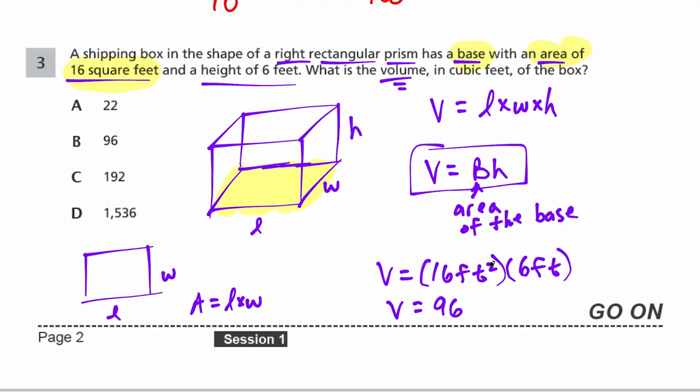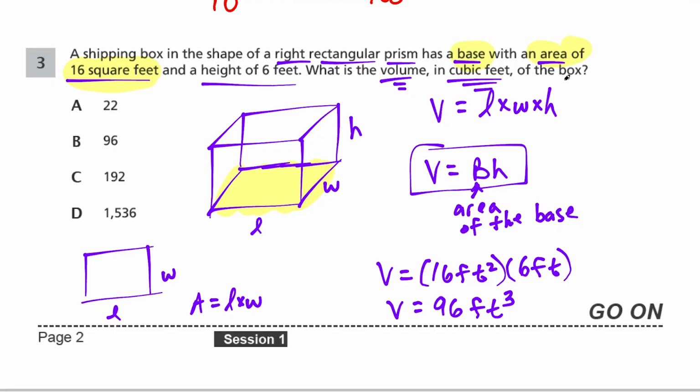And then if I do feet squared times feet, that's going to give me cubic feet like this, okay, since we're talking about volume. You can just write the units at the end, but once again, area is in square units, and the height is in just regular feet to the first power. Okay, so a distance we're talking about when we're talking about height. But at the end, the volume is going to be in cubic feet.